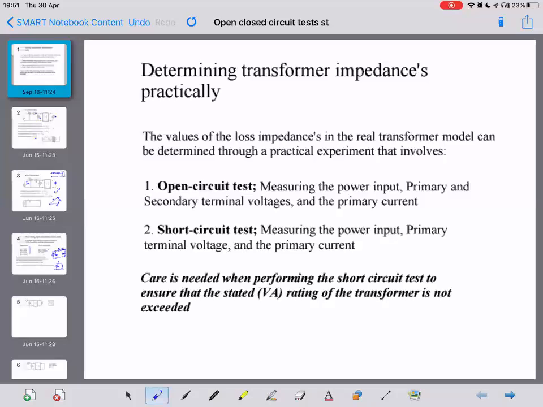And then we short circuit the secondary. We measure the power input, the primary terminal voltage, and the primary current. Care is needed when performing the short circuit test so that you don't go over the VA rating of the transformer. So you'd put a much lower primary voltage on for the short circuit test, as will become clear.